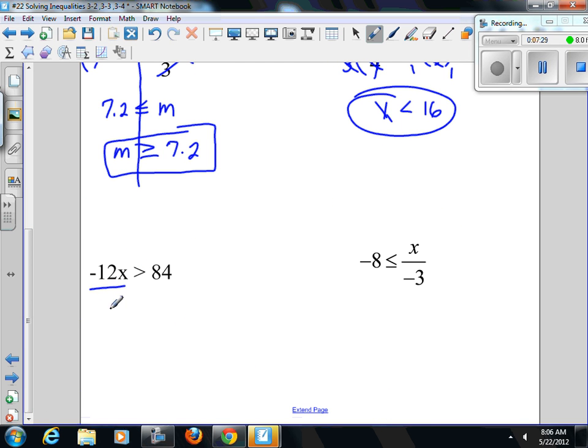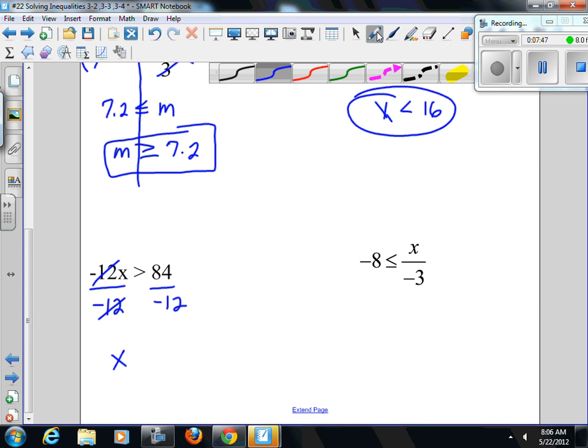Next, divide everything by -12. -12's cancel. We have x is greater. Now, wait a minute. I'm starting to write x is greater. Should I stop? Remember, I said right in the beginning, whenever we multiply or divide by a negative number, the direction of the arrow changes. So, we've just divided by a -12, so the arrow must point the other way.